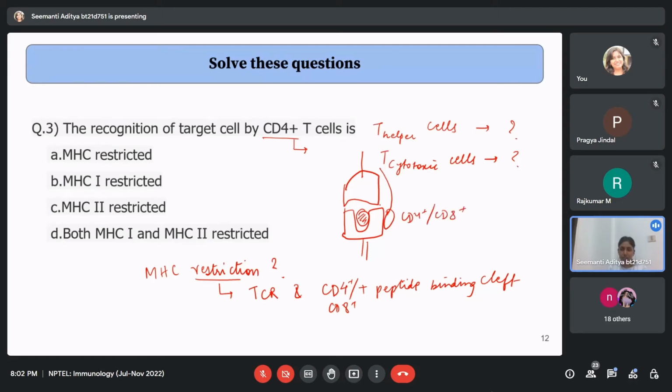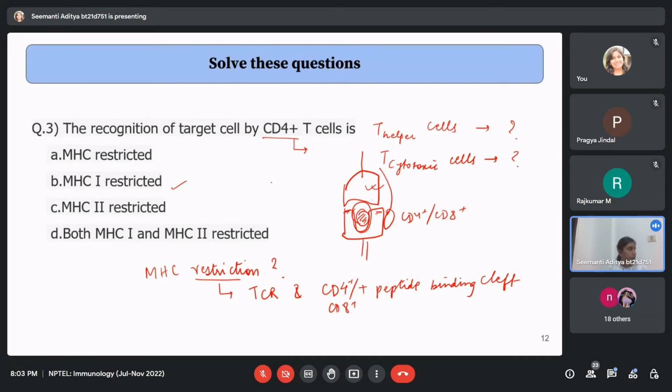The MHC class restriction means this T cell receptor should recognize both the peptide binding cleft, the MHC component where it is directly interacting with the T cell receptor, as well as the CD4 or the CD8 co-receptor should bind. So all three need to be satisfied in order to show proper binding. That is why it is known as restriction, because if any one of it is not binding, then the binding between the T cell receptor and the MHC molecule will not be completed. So that is what MHC restriction is.